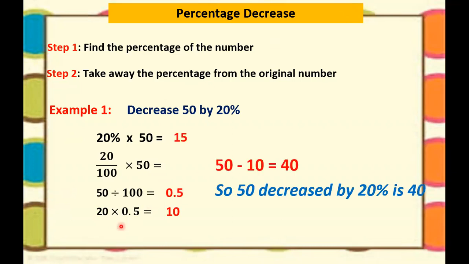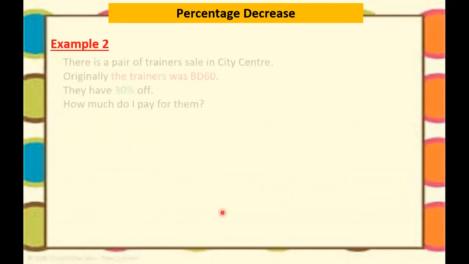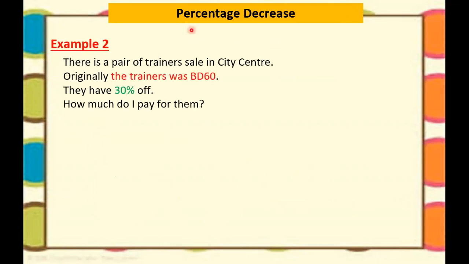So 50 minus 10 is equal to 40. So 50 decreased by 20% is 40. Okay? Another example.